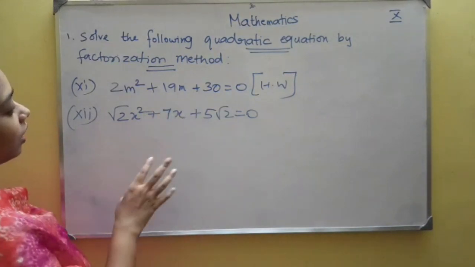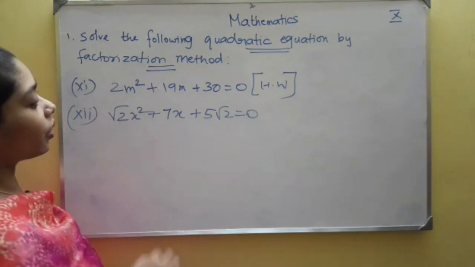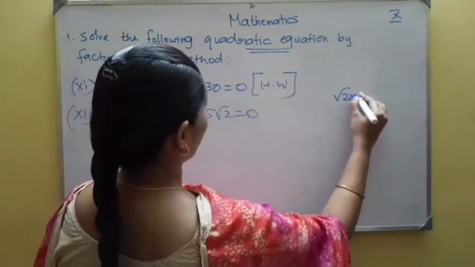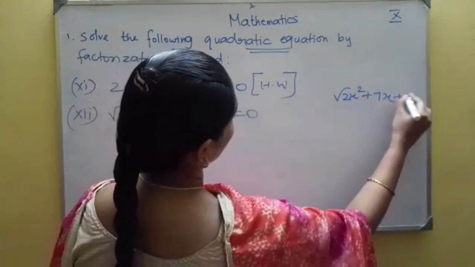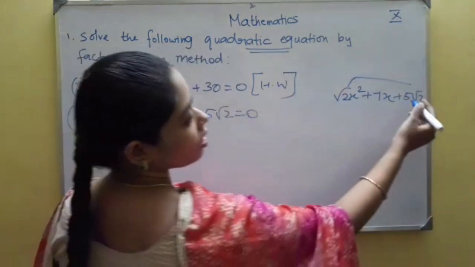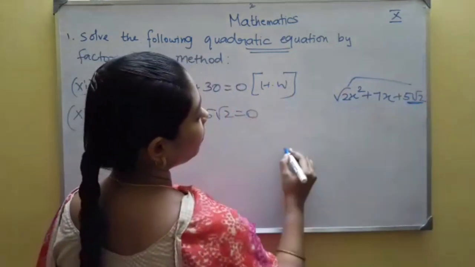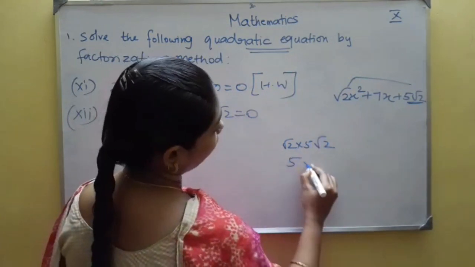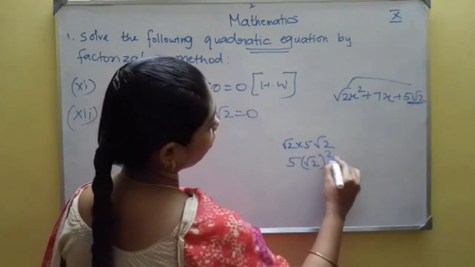Now this is a quadratic equation having square roots, no? So I will do this problem. Now root 2 x square plus 7x plus 5 root 2. So the x square coefficient is root 2. Your constant term is 5 root 2. What is the multiplication of root 2 into 5 root 2? That is 5 root 2 square, no?